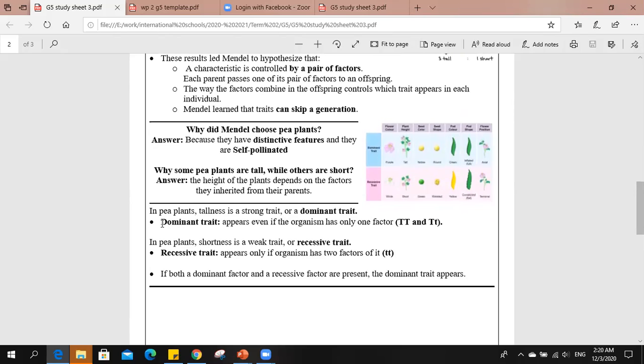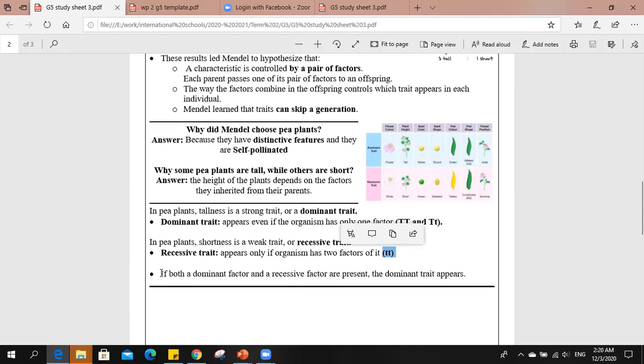So we have two types of traits, dominant trait and recessive trait. You guys learned that the dominant trait will always be expressed as capital letters. So if two capital T's, that means two dominant traits, while one capital T and one small t means this is a dominant trait, the capital T, and the small t represents the recessive trait. But since the dominant trait is found in here, it will only appear, while the recessive trait will be hidden. The recessive trait will only appear if both of the factors are actually recessive, or both of them are small letters, like two small t's.